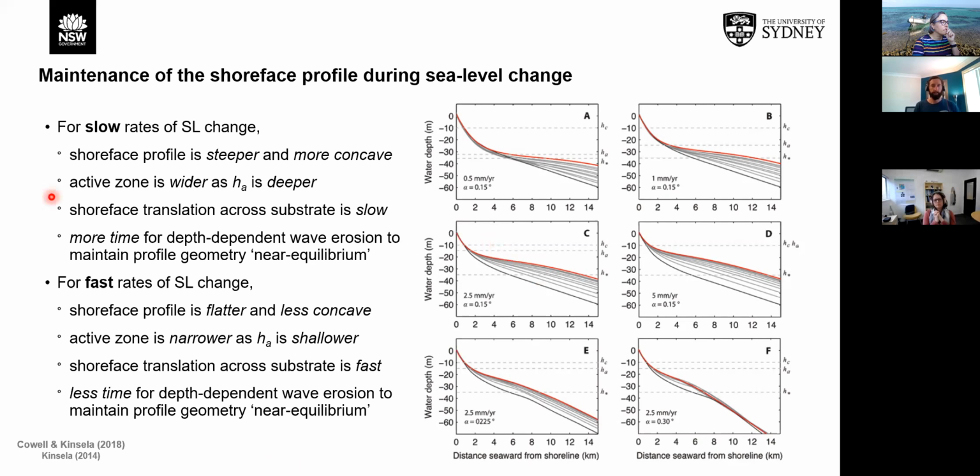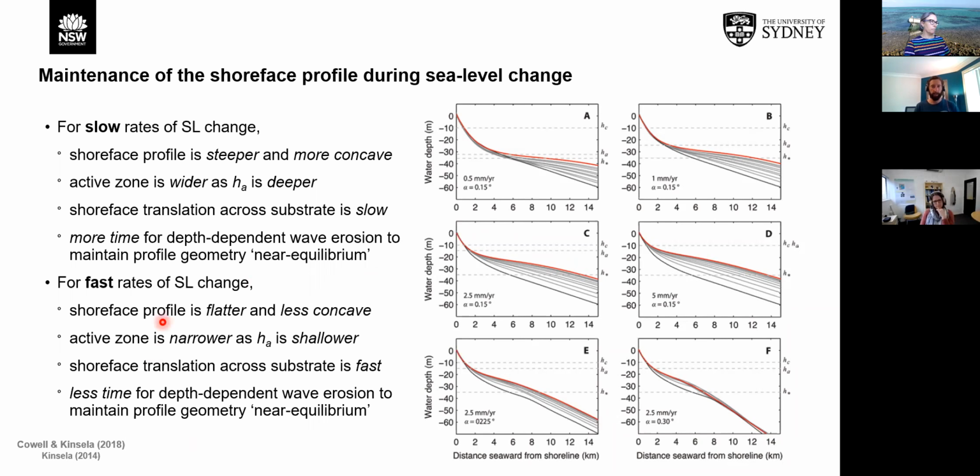But what we find is for slow rates of sea level change, the shore face profile is steeper and more concave. The active zone is wider because the active zone limit is deeper. And shore face translation across the substrate is slow. So there's more time for depth-dependent wave erosion to maintain a profile near equilibrium. So our classic Bruun-type or shore face translation model has meaning to a deeper depth on the shore face.